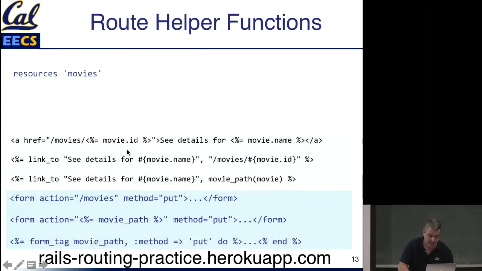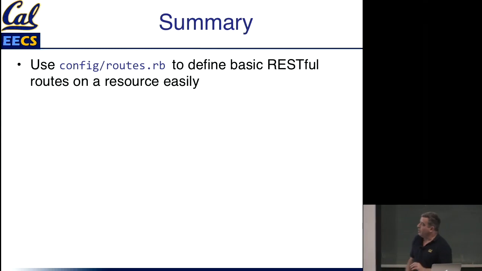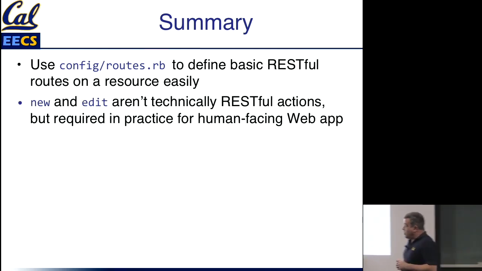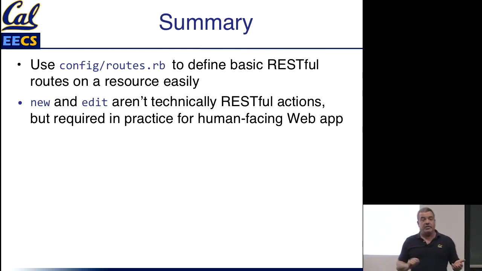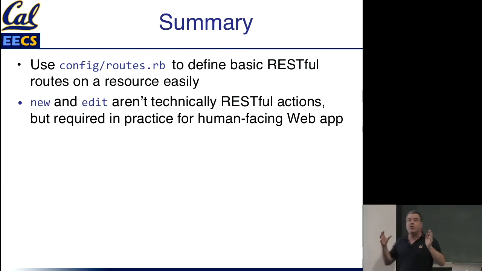So deep breath. Where are we? This file called routes.rb, which we've just seen the very basic things that it can do, but it can do hella more, is for defining not only basic RESTful routes, but you can also define other kinds of non-RESTful, non-standard routes in there too. Among the routes that are generated are for these other actions, new and edit, which are not technically part of the standard set of RESTful actions, but in a human-facing app, you need them because they're the way to give the human the opportunity to create the data that is going to be used in the create or update.